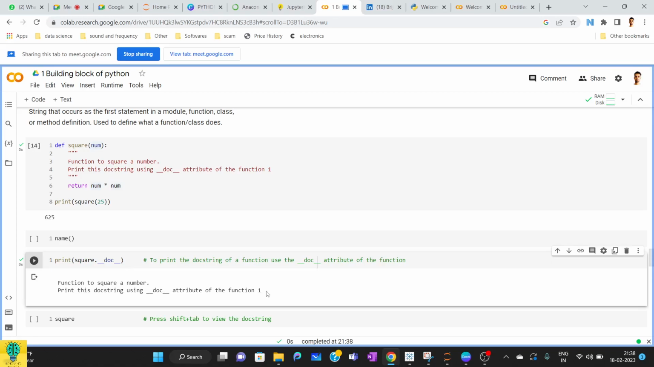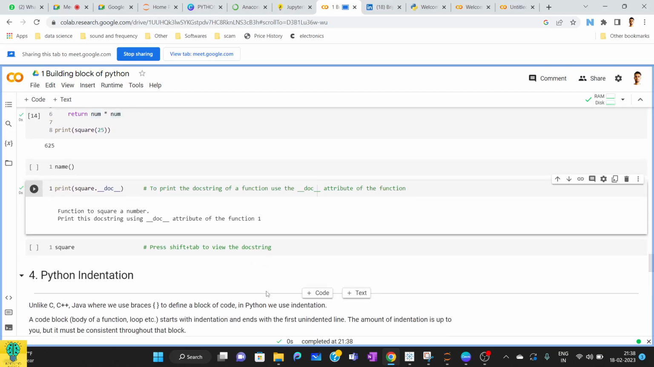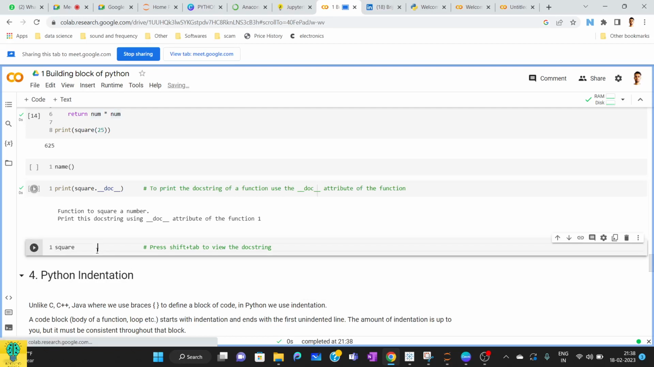Yeah, you see, I'm getting 1 here. So you are not going to write everything about that, and you're not going to scroll it. So how to see that? Just shift tab, sorry, square.